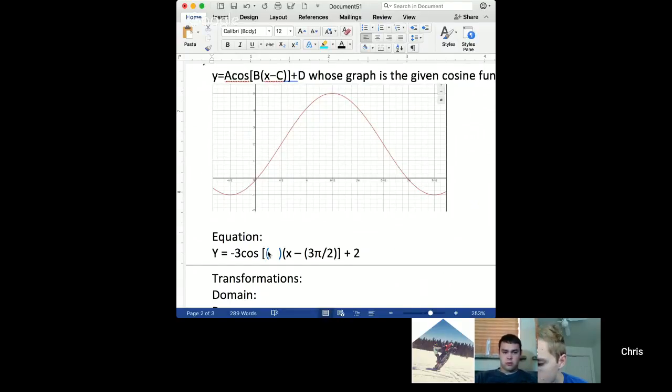Well, I know the period itself, to get the period of any graph, it's 2 pi over B. So we could solve that algebraically. But do we know the period in the first place?